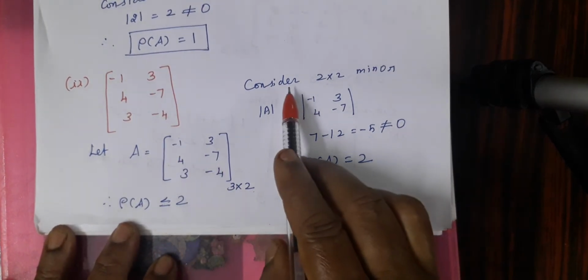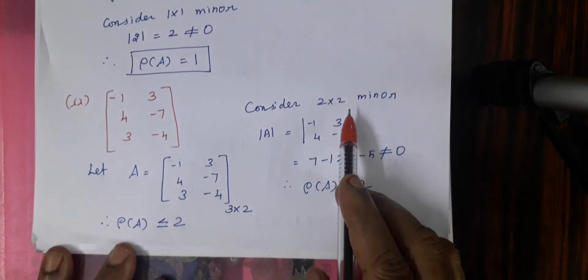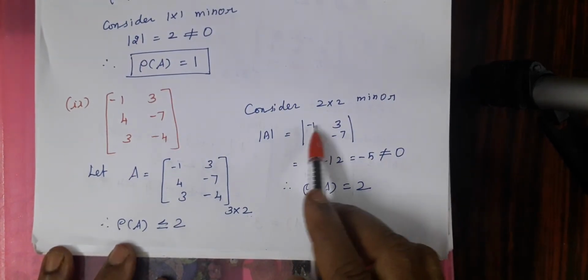Square matrix, 2 by 2 minor. Consider the 2 by 2 minor. What is meant by a 2 by 2 minor? A 2 by 2 minor is nothing but 2 rows and 2 columns.